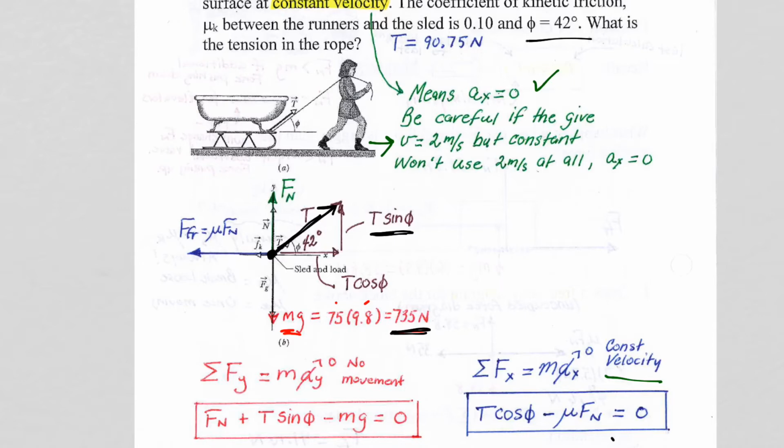Now, in the x direction, we have T cosine 42, or T cosine phi, and friction is fun. Friction is always mu times the force normal, and here we were given that the coefficient of friction is 0.1, so we know the coefficient of friction. And if we know the force normal, then of course we know the frictional force.